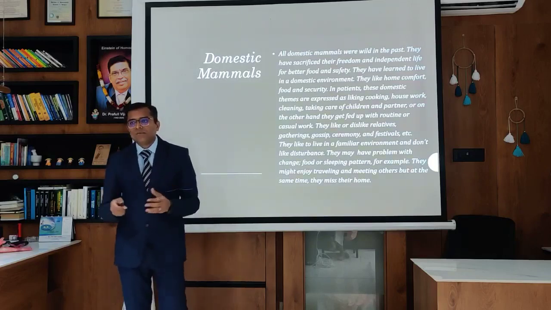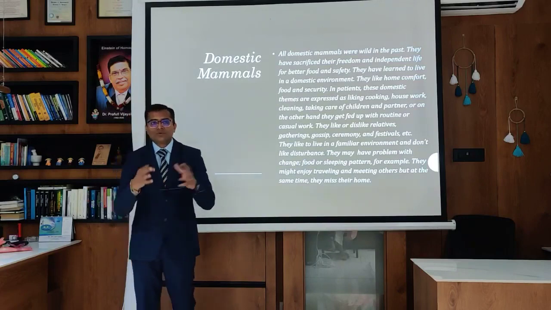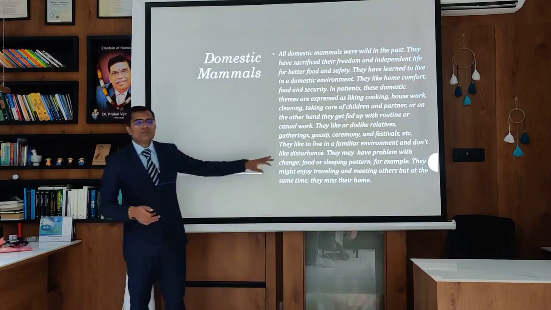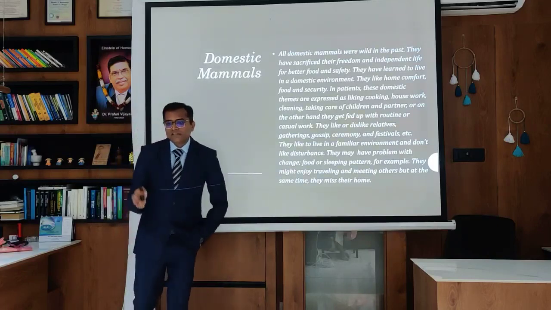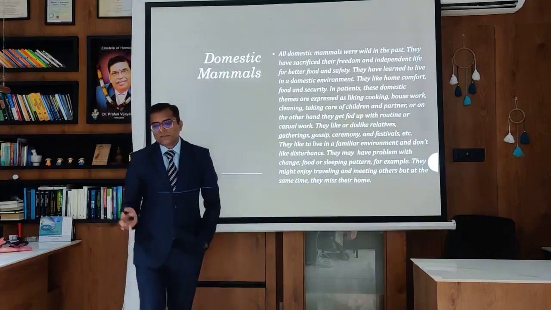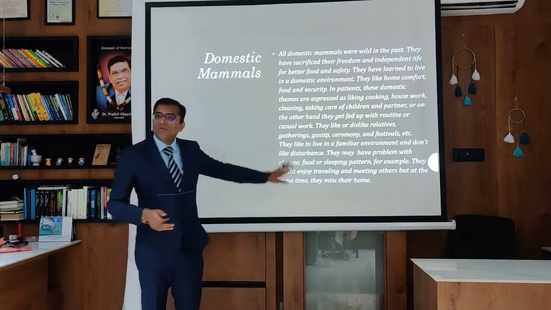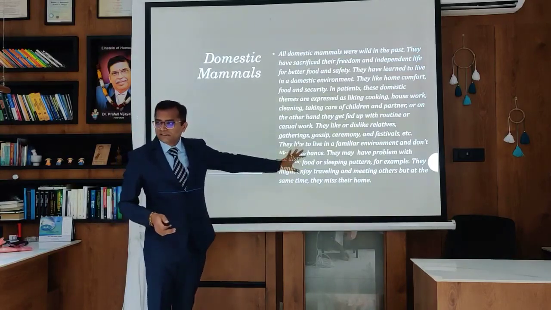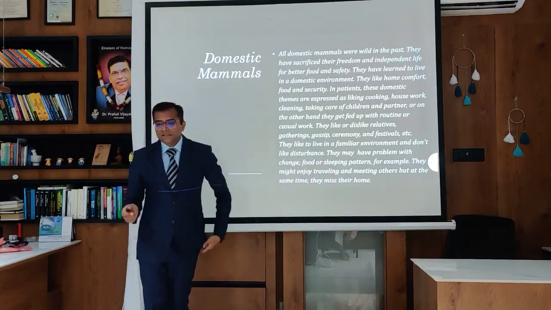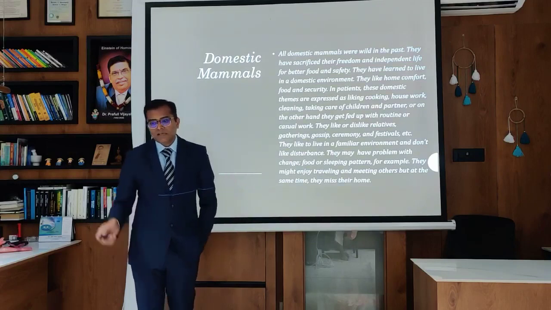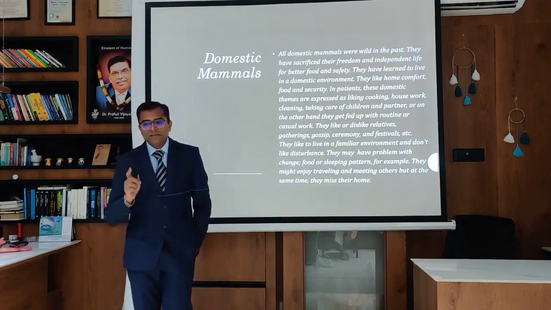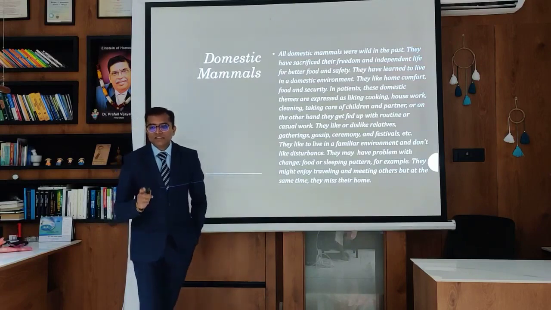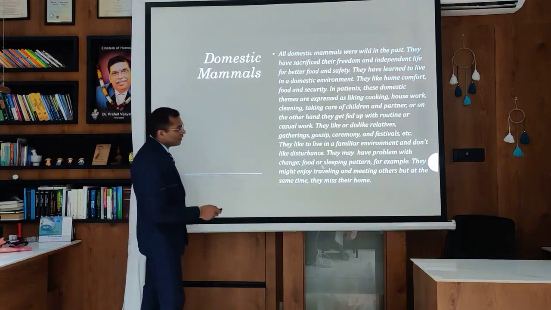Most of the time you find the commonest social norms, so in social norms you find certain kinds of situations. They like or dislike gatherings, gossip, ceremonies and festivals. They have these communities and festivals. They live in a familiar environment and don't like disturbances. They may have problems with change, especially in food or sleeping pattern.